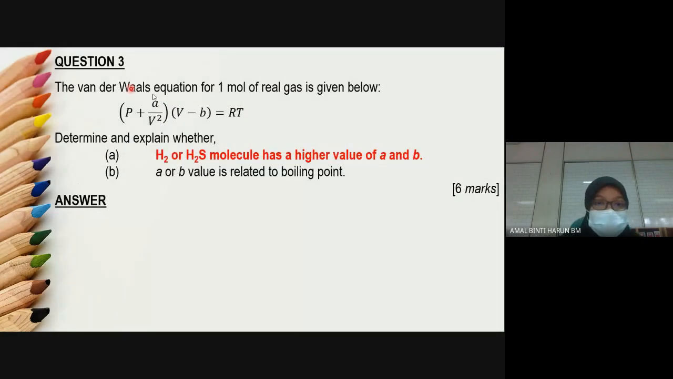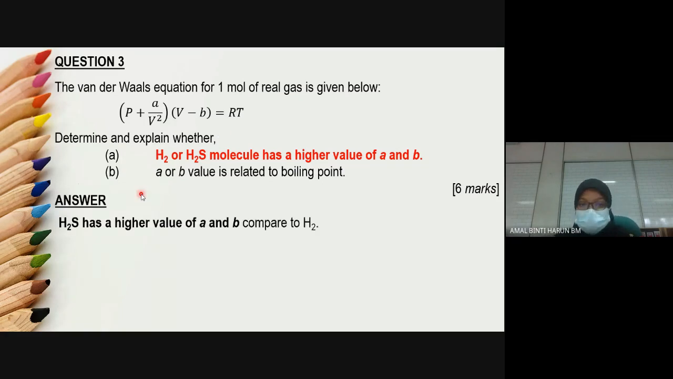So we go to the van der Waals. To understand van der Waals, remember it originates from PV and RT, where this is the correction of the pressure and the correction of the intermolecular forces. Now it says determine and explain whether hydrogen or H2S molecule has a higher value of A and B. The H2S molecule is bigger than hydrogen gas, so it has a higher value of A and B compared to hydrogen.